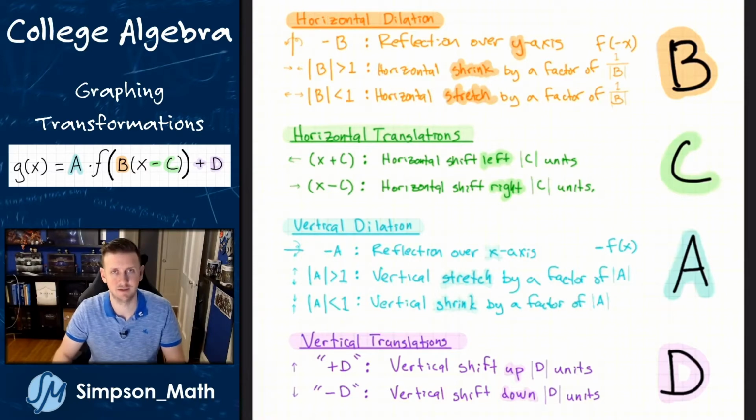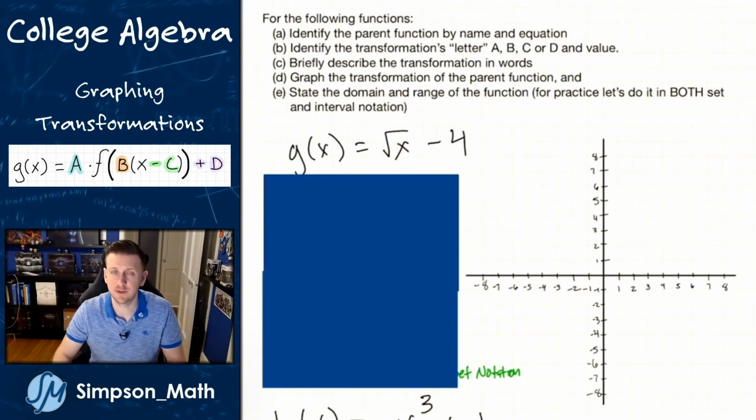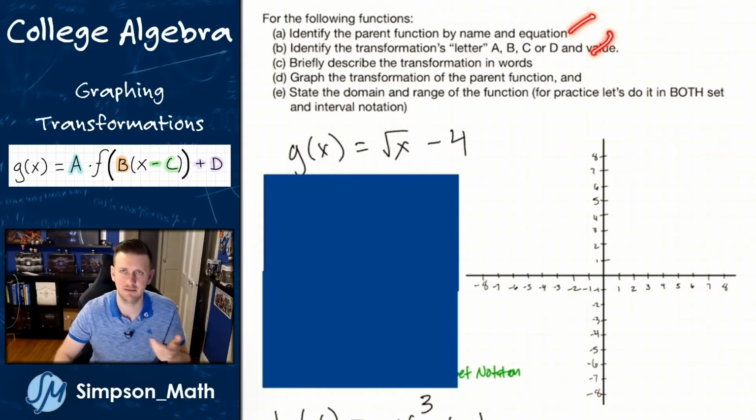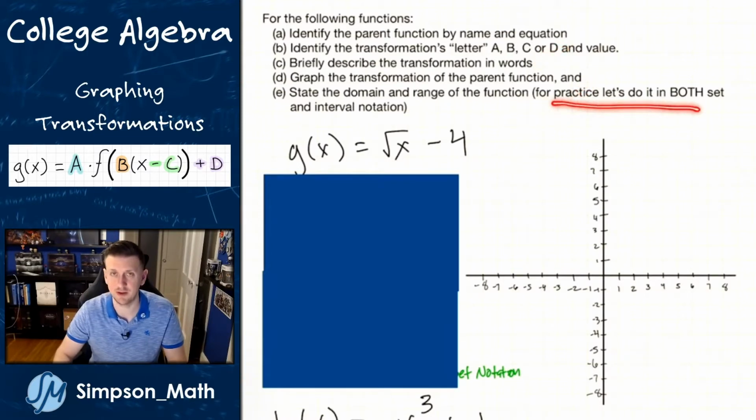So let's get started. For the examples we're going to be looking at today, we're going to do 5 things. We're going to identify the parent function by name and equation, and then we'll state whether the extra number in the equation is an A, a B, a C, or a D. We'll describe in words what's happening, and then we'll graph it, and then we'll also state the domain and range. For practice, we'll do it in both notations.